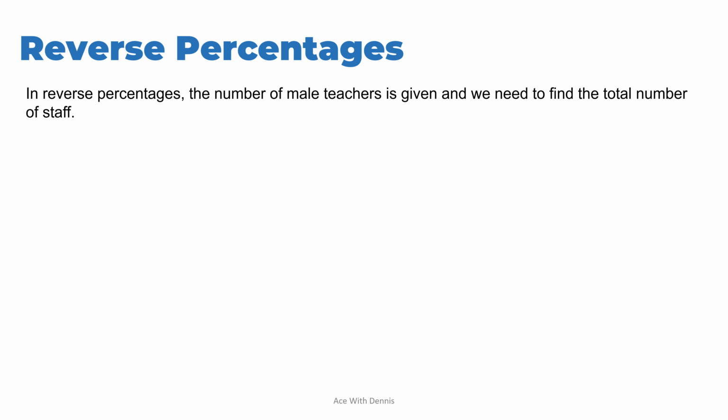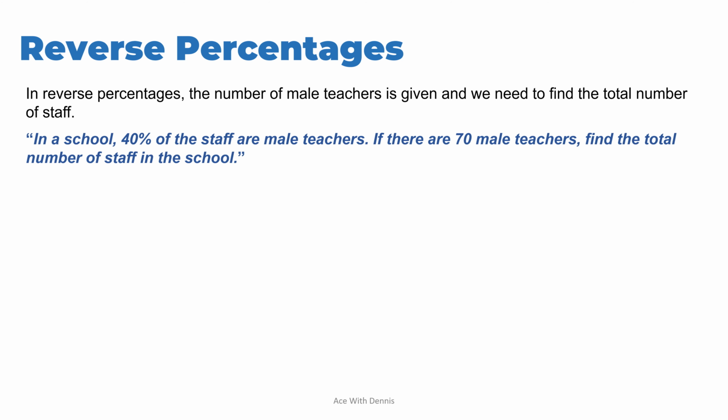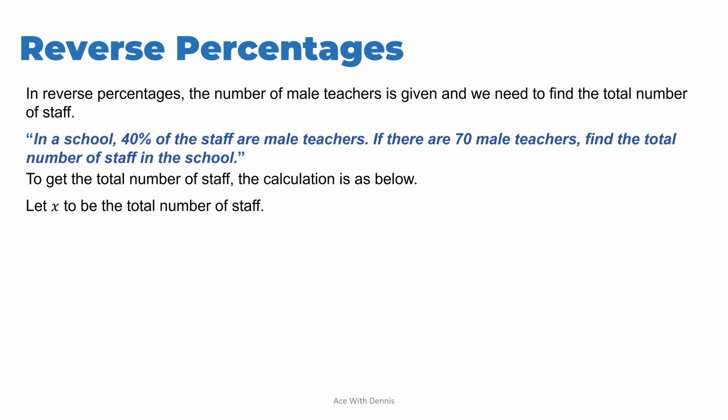In reverse percentages, the number of male teachers is given and we need to find the total number of staff. Here is the question. In a school, 40% of the staff are male teachers. If there are 70 male teachers, find the total number of staff in the school. To get the total number of staff, the calculation is as below. First, we let x be the total number of staff. So the calculation will be x times 40% equals 70. So 40% is 40 over 100. Then x will be 70 times 100 over 40. And the answer is 175.